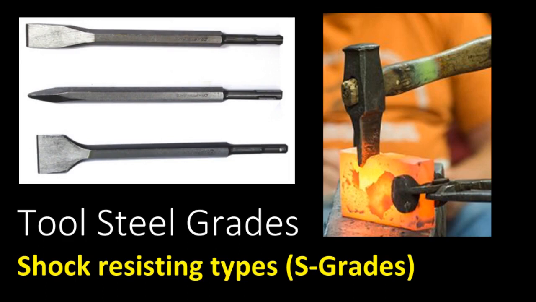Typical applications of S-grade tool steel include battering tools, boiler shop tools, chisels, blacksmith tools, cold working, hot working, chuck jaws, clutch parts, collets, cold gripper, cold swaging, hot trimming, chipper knives, cold shear and hot shear.